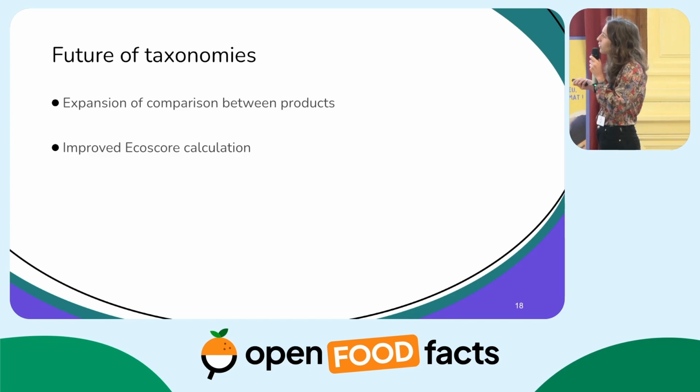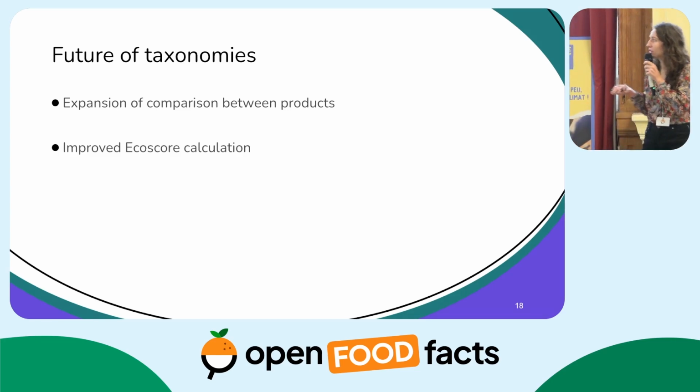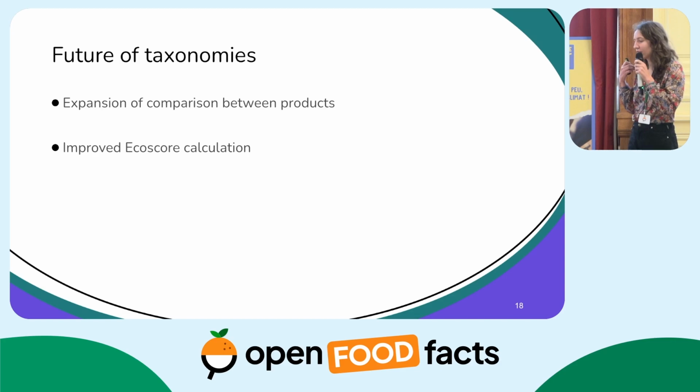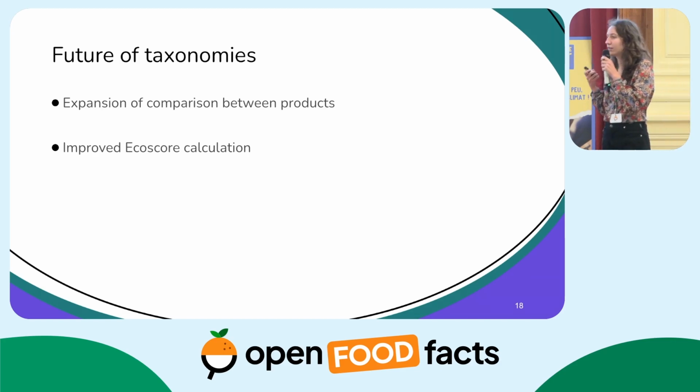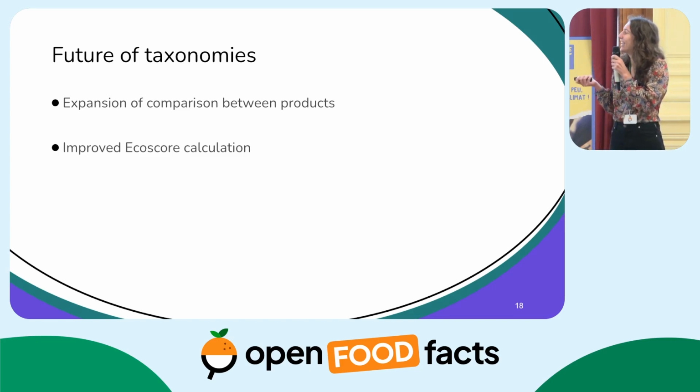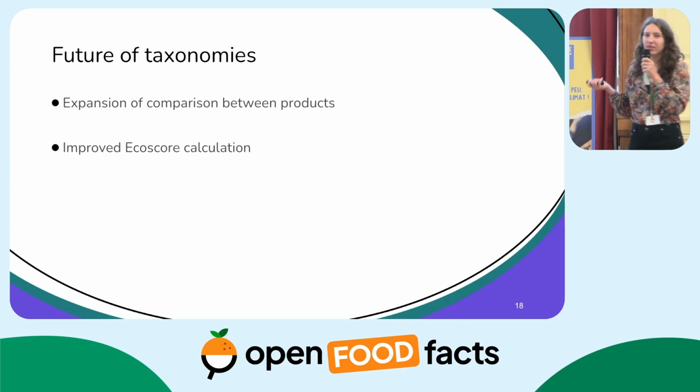Another thing would be to improve the eco-score calculation by relying not only on the product taxonomy, but also on the ingredient taxonomy. For that, we would need an environmental impact for each ingredient. And by knowing the proportion of those ingredients in a product, we could have a really accurate eco-score for each product. So that's all.